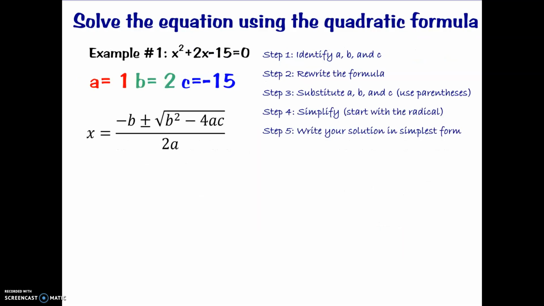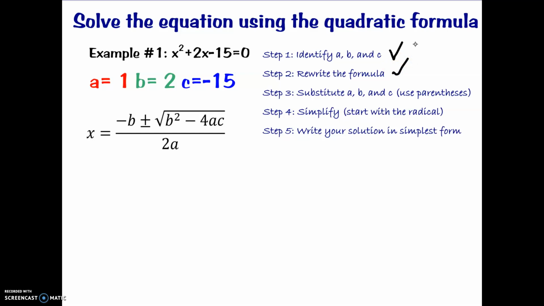So now we're going to solve using the quadratic formula. The first thing you want to do is identify your a, b, and c like we already talked about. So the a value for this equation is 1, b is 2, and c is -15. So that can check off my first box here. Then I'm going to rewrite the formula, which I already did. And now I'm ready to substitute a, b, and c.